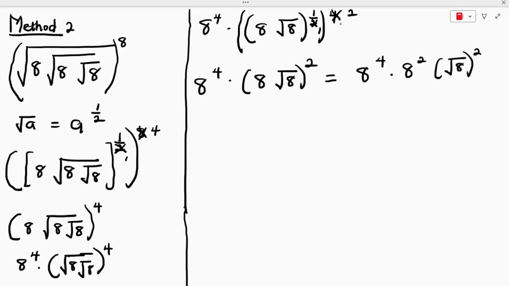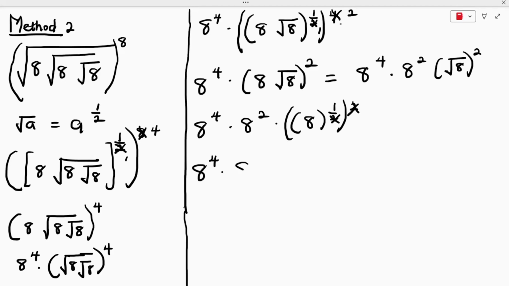So taking the last one, we have 8 raised to the power of 4 multiply 8 raised to the power of 2 multiply 8 to the power of 1 over 2 times 2. This 2 is going to cancel out this 2, and we have 8 raised to the power of 4 multiply 8 raised to the power of 2 multiply 8 raised to the power of 1.